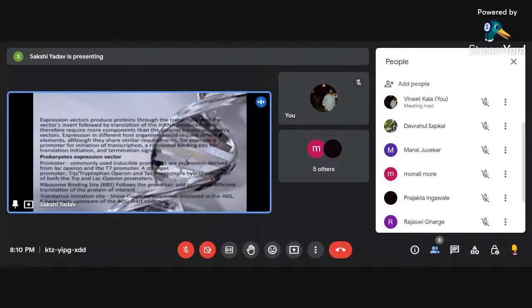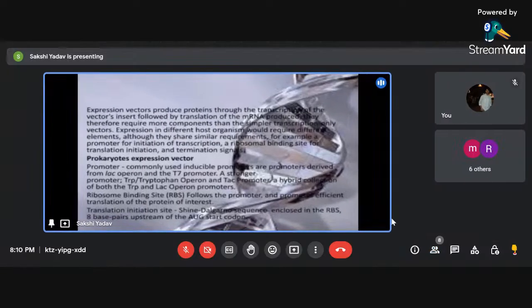Commonly used inducible promoters in prokaryotes are derived from the lac operon and T7 promoters. A stronger promoter is TRP, the tryptophan operon, and TAC promoters, a hybrid of both the TRP and lac operon promoters. The ribosome binding site, RBS, follows the promoter and promotes efficient translation of the protein of interest. The translation initiation site, that is the Shine-Dalgarno sequence enclosed in the RBS, is 8 base pairs upstream of the AUG start codon.